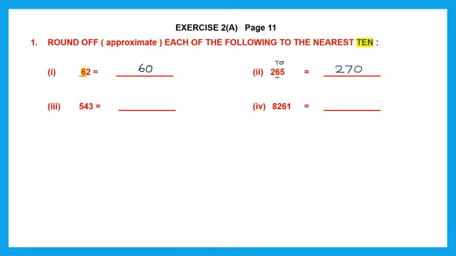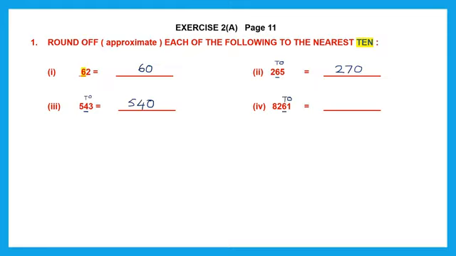Question 3. Here, let's look at the digit in the tens place. We have 3 in the ones place and 4 in the tens place. The next step is to look at the digit next to 4. It is less than 5, isn't it? 3 is less than 5. So 4 will remain the same and we replace 3 with a 0. So we have 5, 4 remaining the same, and 3 replaced with a 0. 540.